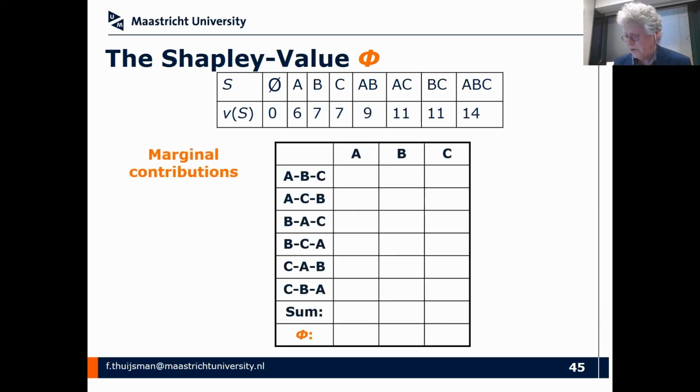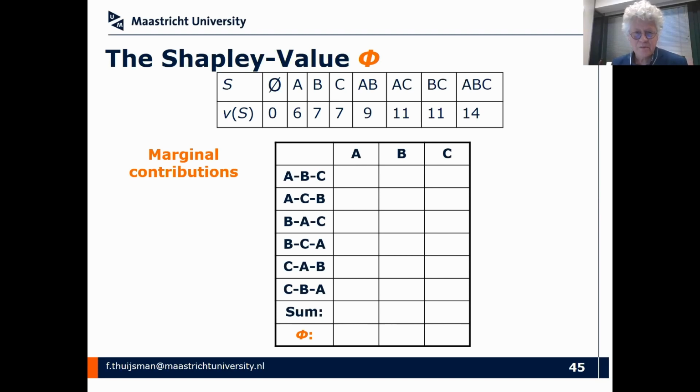Marginal contributions assumes that when these people start cooperating, they do not all join at once, but they join in a sequence. So maybe we first start with A, so A takes the initiative, B joins in, and then C joins in. And whenever a person joins the coalition, we give the person joining the amount that he contributes to how the value of the coalition is growing.